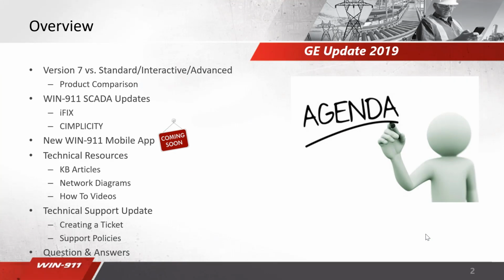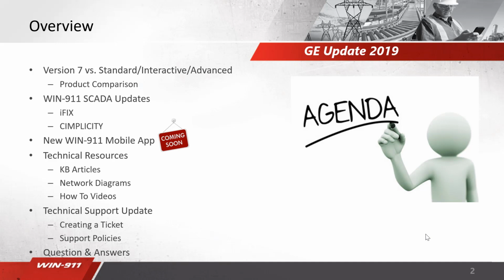A quick rundown of today's agenda. The primary focus of this webinar is to present the differences between version 7 and the new codebase, the standard, interactive, and advanced license. From there, we'll talk about what we did in 2018 and what we have planned for 2019 for iFIX and CIMPLICITY.